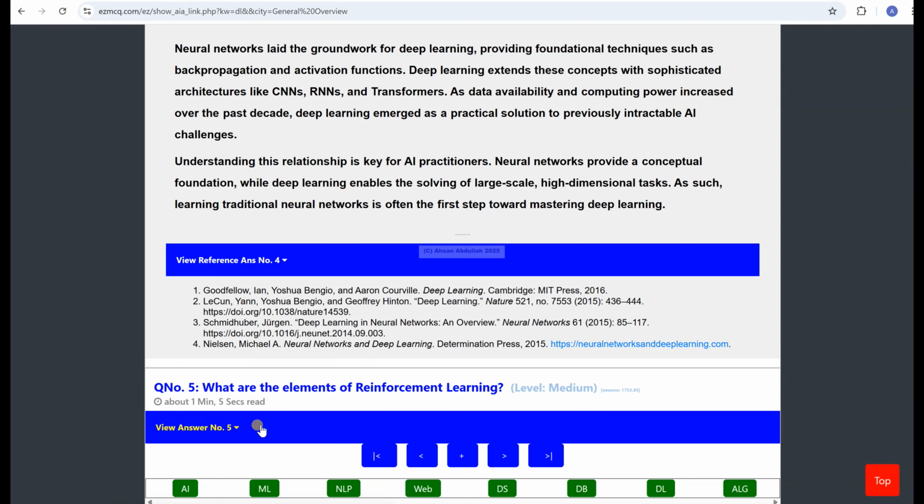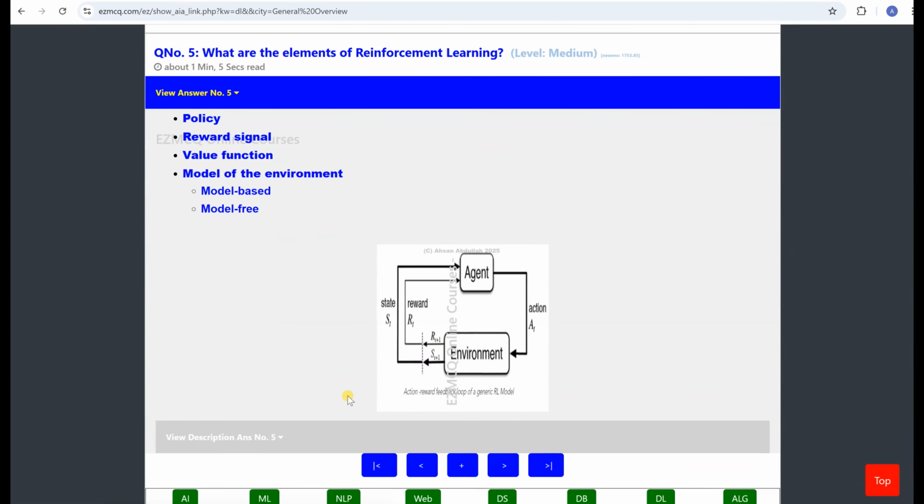So let's talk a little bit about reinforcement learning. What are the elements of reinforcement learning? A reinforcement learning system is defined in terms of a policy, and I'll tell you what is meant by policy; a reward signal, where if something is done right, there's a signal; then a value function, which is how things are evaluated; and the model of the environment, which should be either model based or model free.